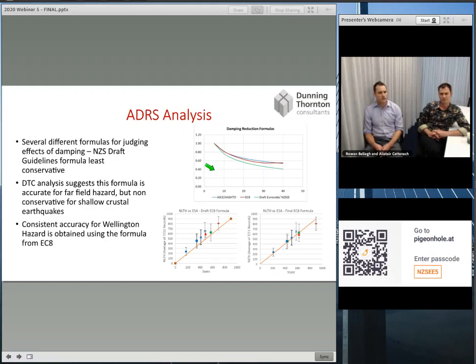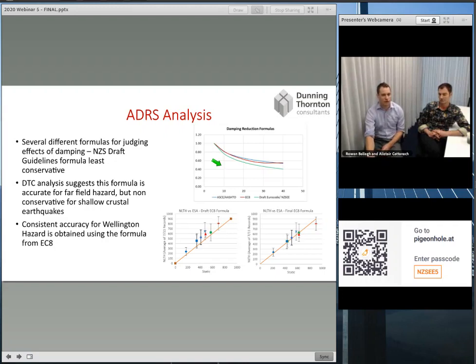So there are several different formulas for judging the effects of damping. The New Zealand guidelines use the least conservative of three common formulas. That's the green line in this little chart here. The red is the Eurocode 8 formula, and the blue is the AASHTO formula. I've found that the New Zealand formula is accurate for far field hazards, like subduction earthquakes, for example, but non-conservative for shallow crustal earthquakes.